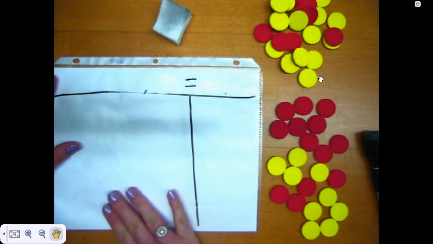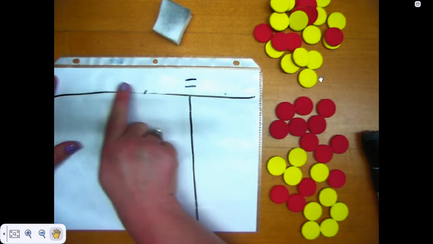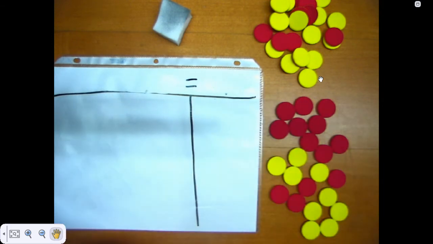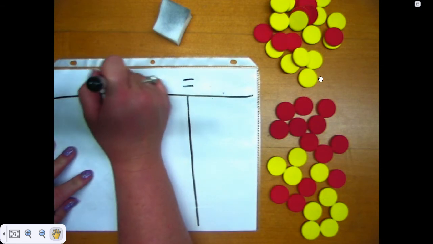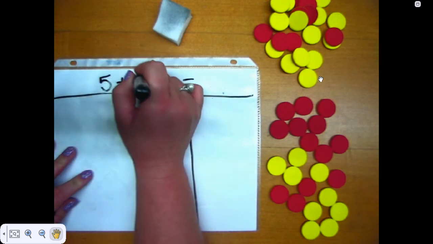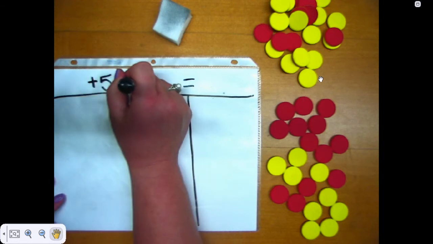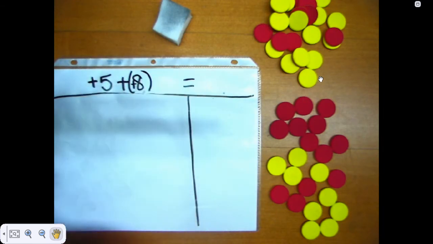If you'll go through and notate each time what it is asking you, I think you'll have an easier time doing it. Let's do some adding now. Let's do 5 plus 8. This says positive 5 plus positive 8.